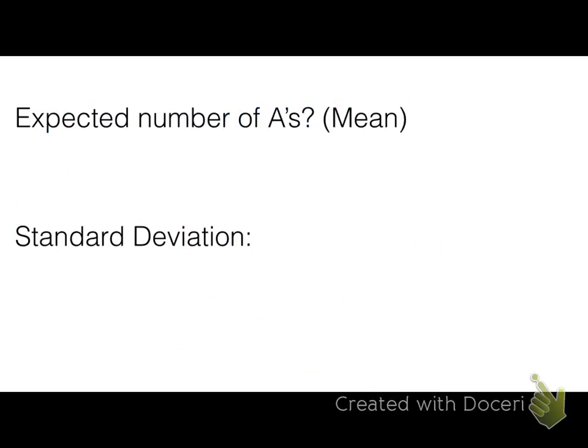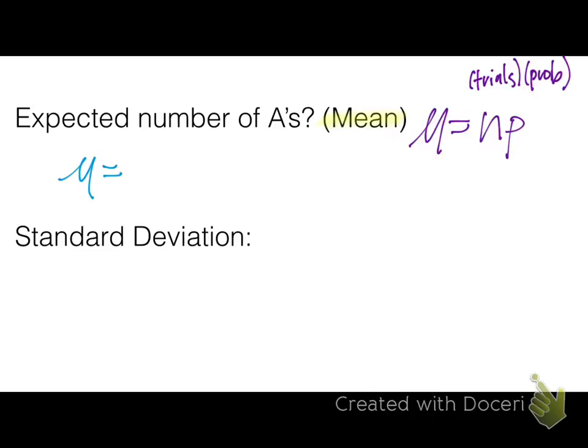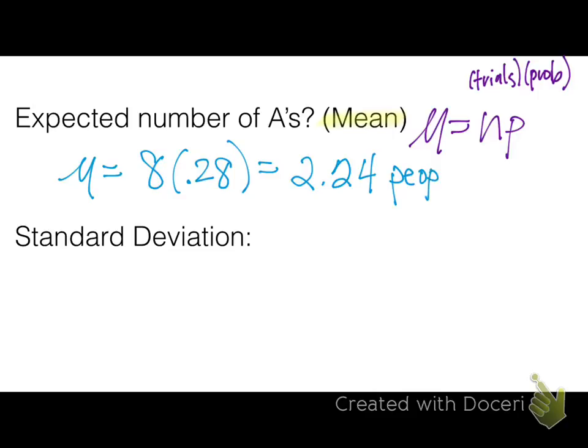The next one is expected number of A's, so that's just finding your mean. The formula for that is N times P, where N is your number of trials and P is your probability. So in this case, my number of trials is 8, so mu equals 8 times 0.28. So that would give me an expected number of 2.24 people that would make an A on the test out of 8.